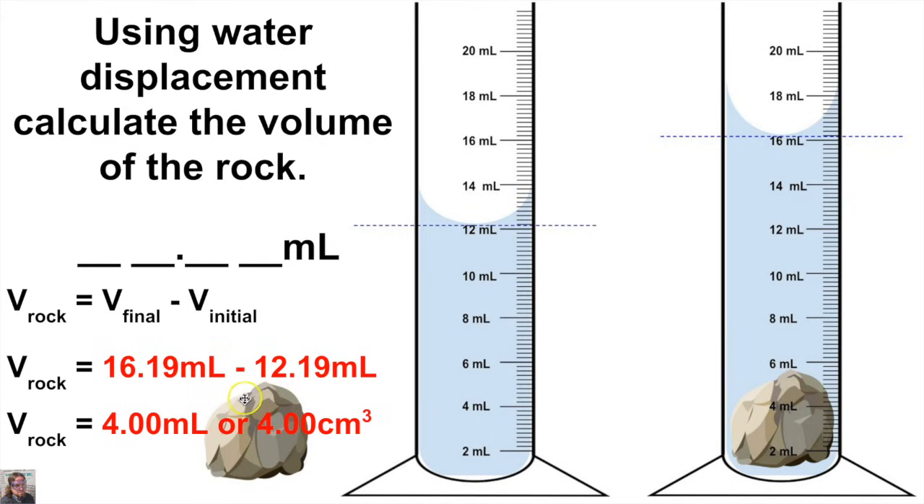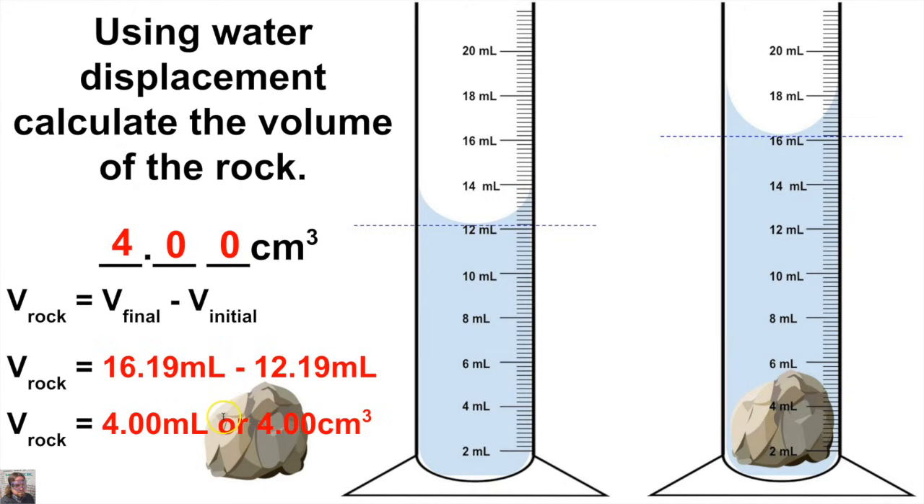And so keep in mind the rules of significant figures. When we're adding and subtracting, we have 2 decimal places here, we have 2 decimal places here, so we must keep those decimal places in our answer. If you just put 4 cubic centimeters as a final answer, that would be incorrect. 4.00 cubic centimeters is the correct answer here. Okay, so keep in mind those rules of significant figures.